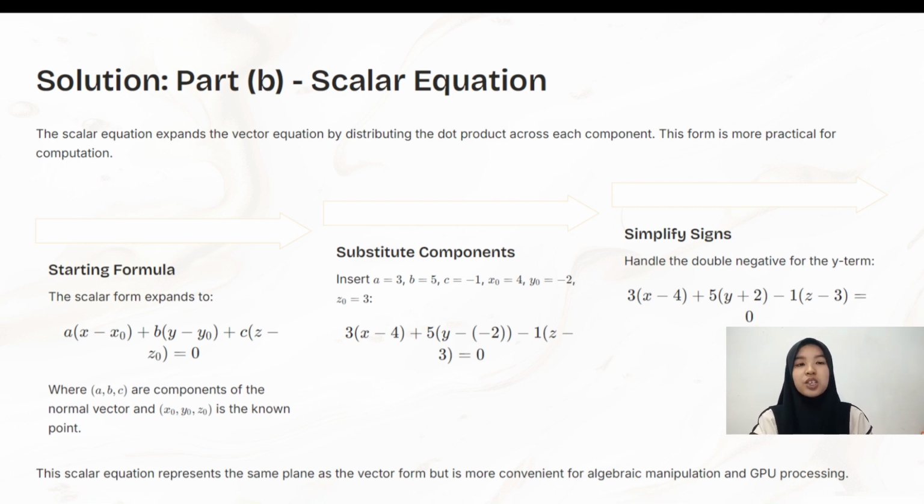So this scalar equation represents the same plane as the vector form, but it's more convenient for algebraic manipulation and GPU processing. It is the same as the vector form, but it is another equation that has been simplified and expanded from the vector form, and it is more convenient for the GPU to process.